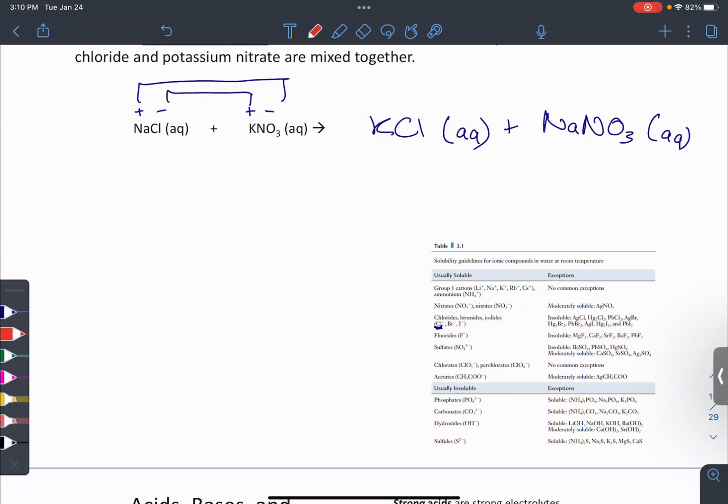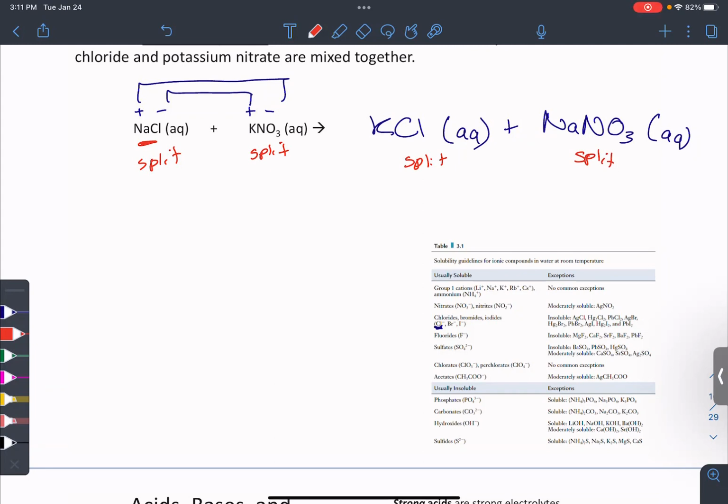Would I split NaCl to get the full ionic equation? Yes, we split that because it's ionic, strong electrolyte, and it's aqueous. Do we split potassium nitrate? Yes, we split that. Do we split KCl? Yes, because it's ionic and it's aqueous. Do we split sodium nitrate? Yes, we split everything.